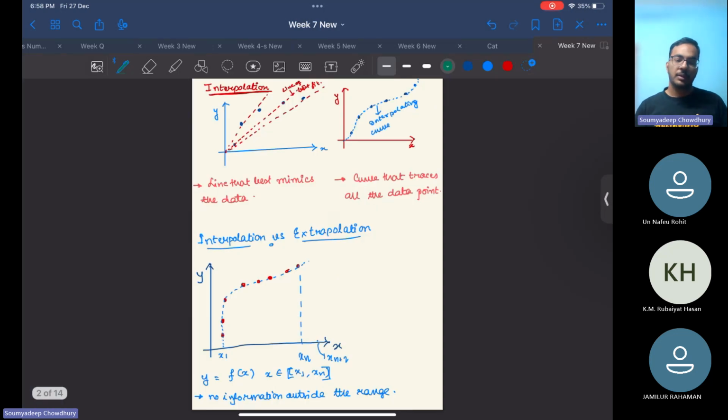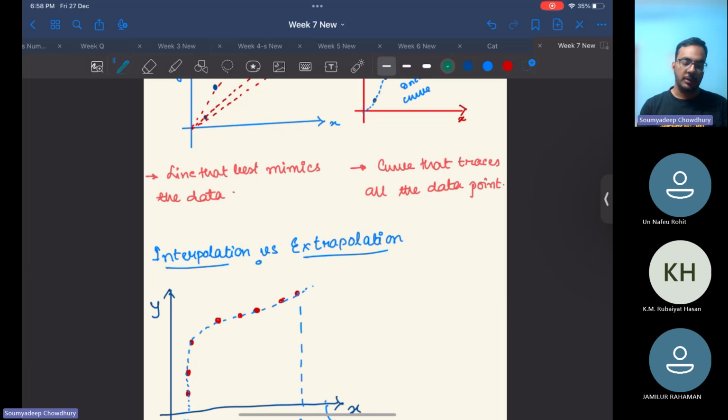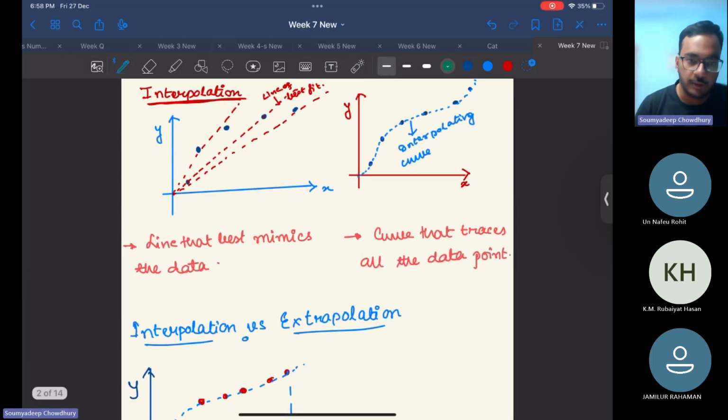I described the main difference between regression and interpolation. Here you can see two figures on your screen. The first one is called the line of best fit, and the second one is called the interpolating curve. Suppose you have performed an experiment and you have a set of data with you. That data might be random, right? So it will not fit in a straight line.